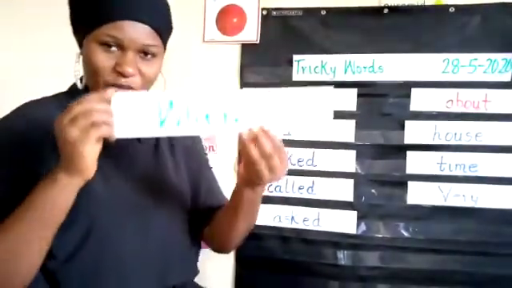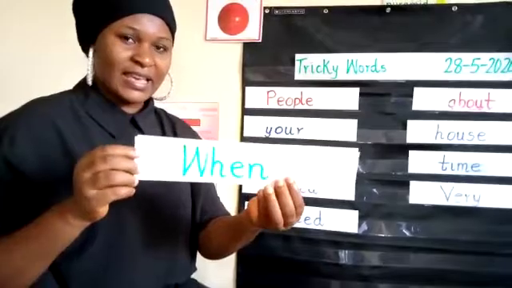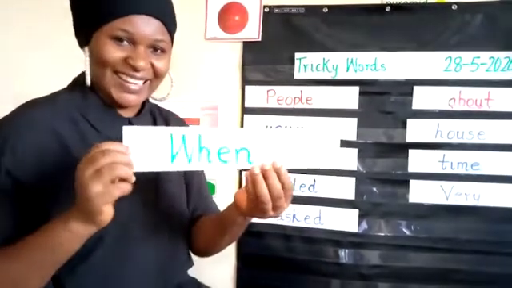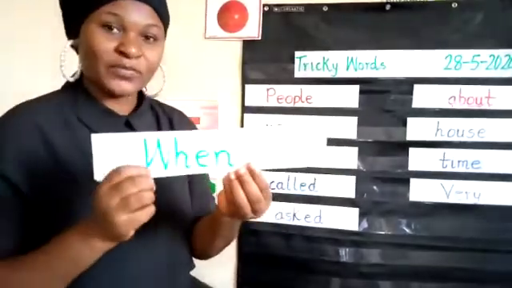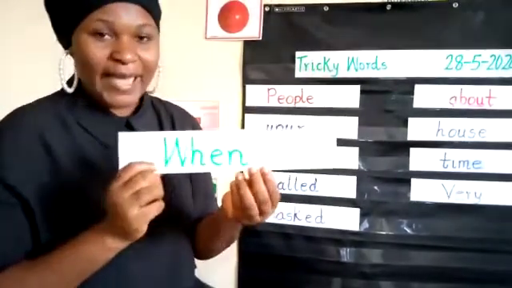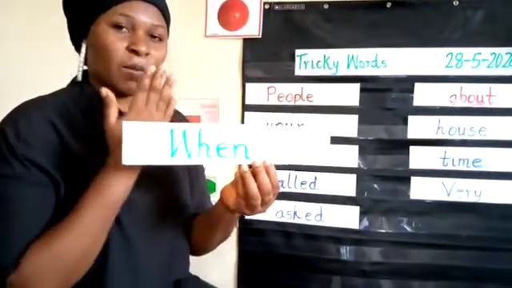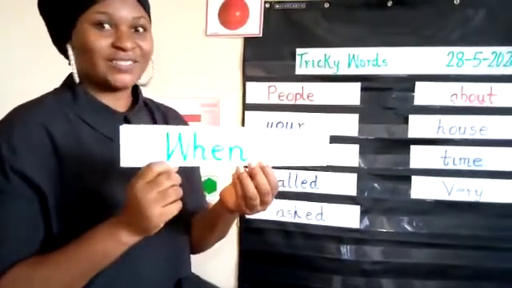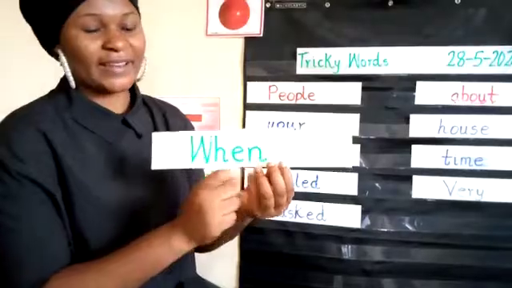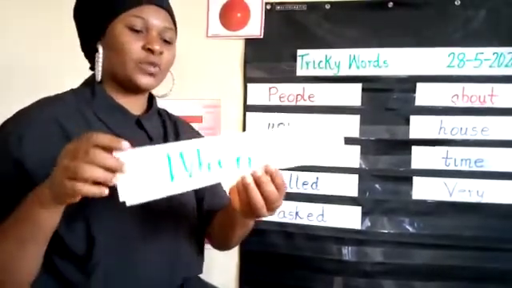Our first tricky word that we're learning today is, who can read it? Wow, well done to those of you that have read it already. Okay? When. Wh, wh, wh. See? W and H, the first sound. Wh, wh, wh. Remember? So this is when. That's our first new tricky word for today.